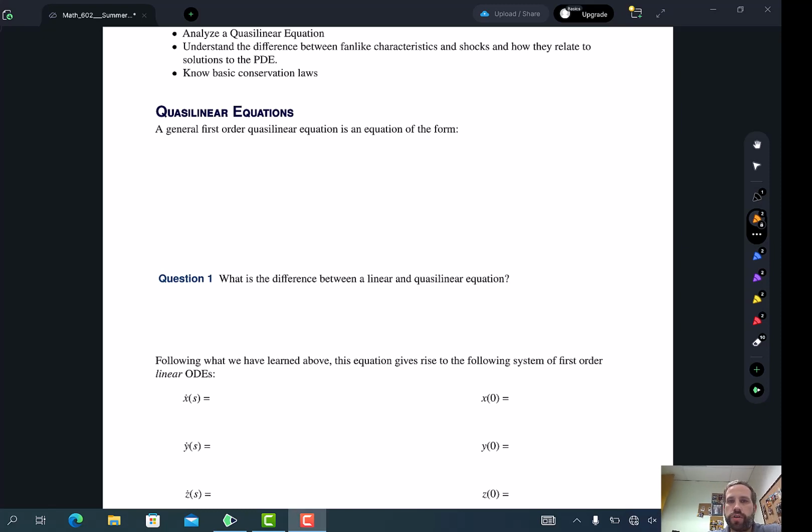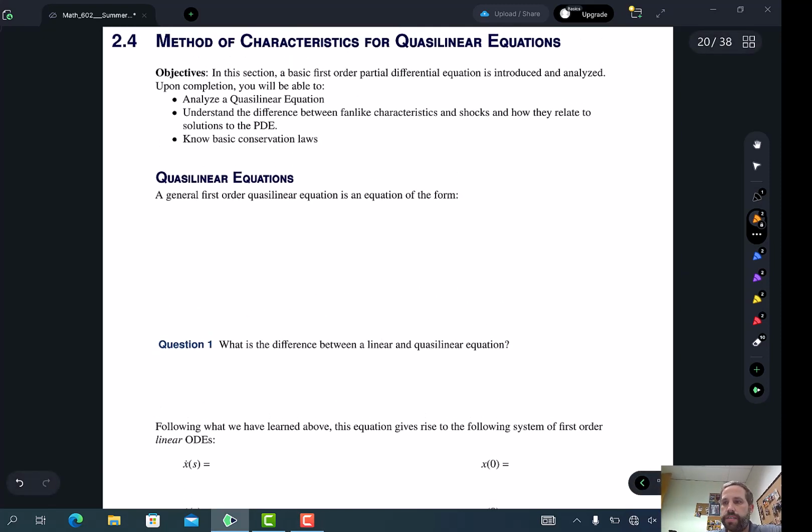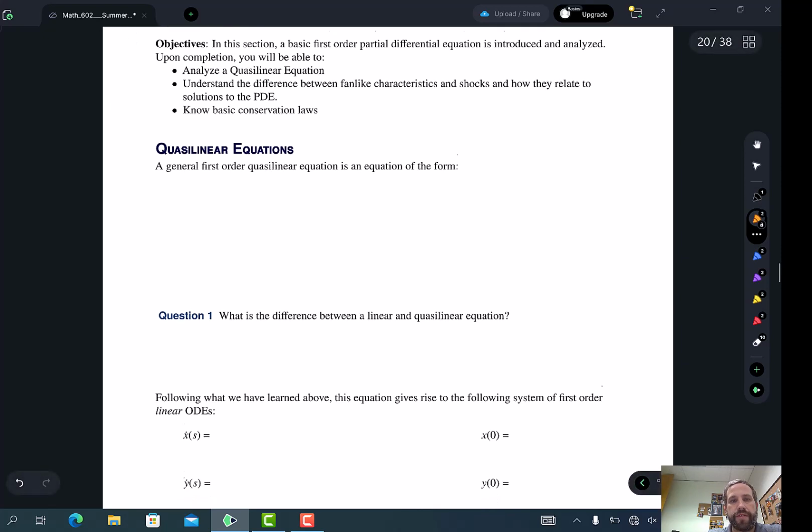Okay, so we're going to start talking about quasi-linear equations. Quasi-linear equations are not linear, but they are nonlinear in a very structured way that lets us really apply the method of characteristics. They come up a lot. We're going to derive some PDEs today that will turn out in some cases to be quasi-linear. But they also have some interesting features that we will see as we go throughout this week.